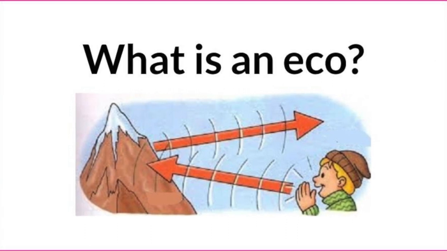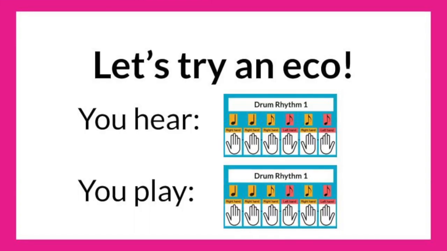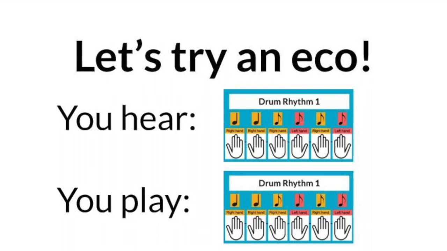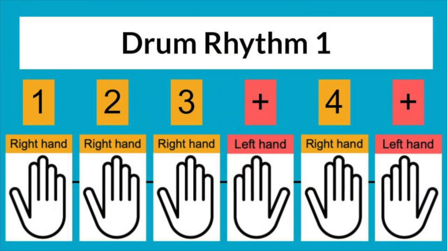Well, today we're going to learn how to communicate with these drums, but first we need to learn about a special word. This word is echo. I'm sure you've heard it before because we do it all the time in music. I play something and you play it back to me because you always hear the same thing back. Let's try an echo with this drum rhythm. Your right hand is going to play the yellow squares and your left hand is going to play the pink squares. Let's try it now.